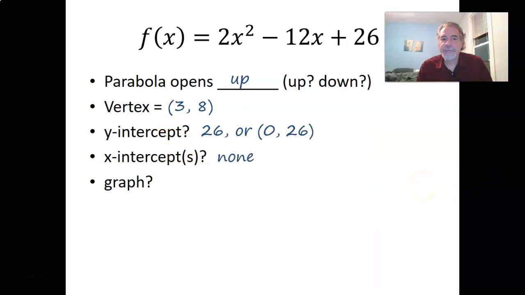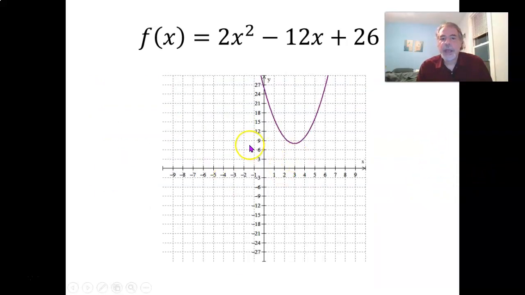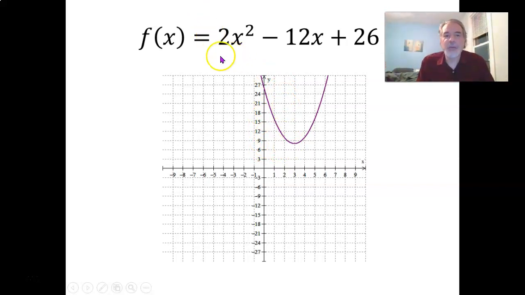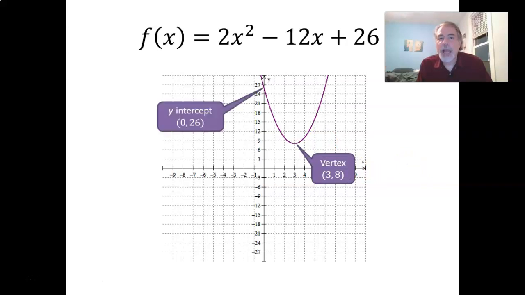So the graph, and notice I've got a slightly different scale here. On my vertical axis, we're going up by 3s. So that's why it doesn't look as narrow as you'd normally expect with this coefficient of 2. If I were drawing this to the same scale as the others, it would be a lot narrower. But it does have a vertex at 3, 8. It has a y-intercept at 0, 26. And it doesn't have any x-intercepts.